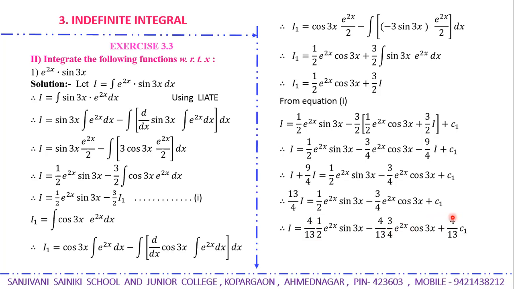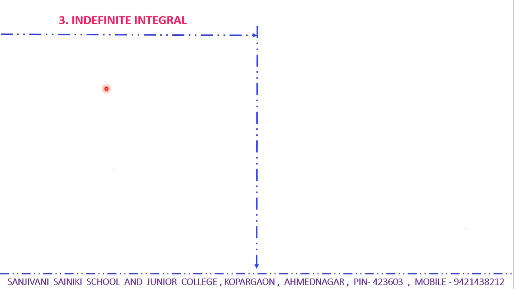Okay, so 4 c1 upon 13. Here 2 2s are 4 and the 4s cancel. We can take e raised to 2x common. So e raised to 2x upon 13 in a bracket, 2 sine 3x minus 3 cos 3x, plus c, where c is equal to 4 upon 13 c1. So this is the integral of the given function.